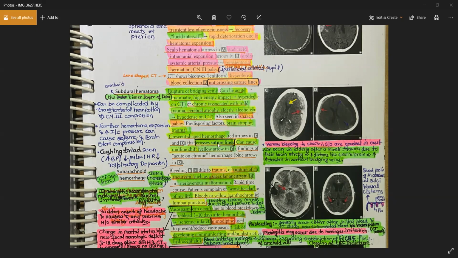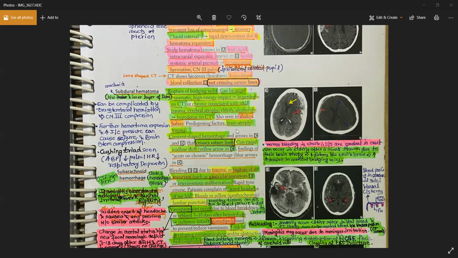This can also be seen in shaken baby syndrome, because babies have a very large space between the cranium and the brain. So their veins are under very high tension. They can rupture in case of shaken baby syndrome. So the predisposing factors are brain atrophy and trauma.